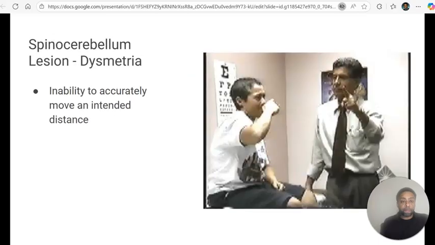Dysmetria is the inability to accurately move the upper extremity or even lower extremity to an intended target. And a lot of times when we assess that, we do nose to a target or nose to knee, and we look to see how far they overshoot or undershoot the target that they're reaching, both distally and then, of course, proximally, which is the nose.